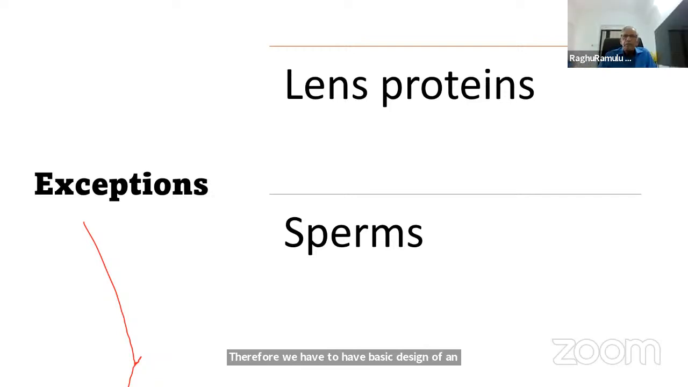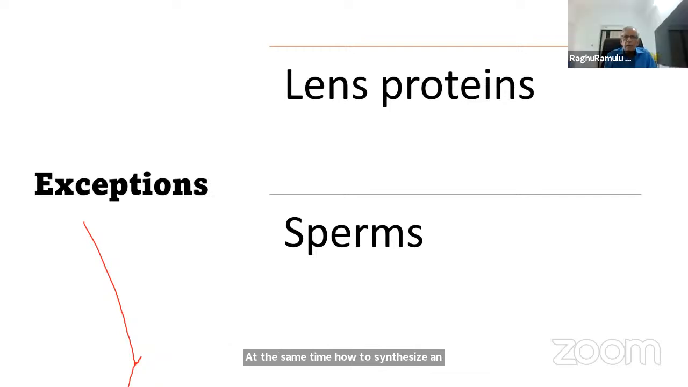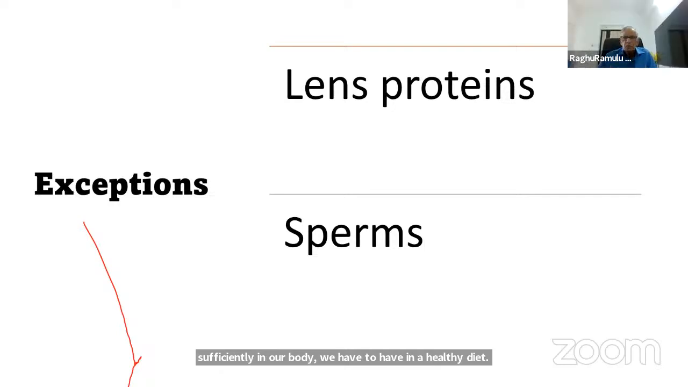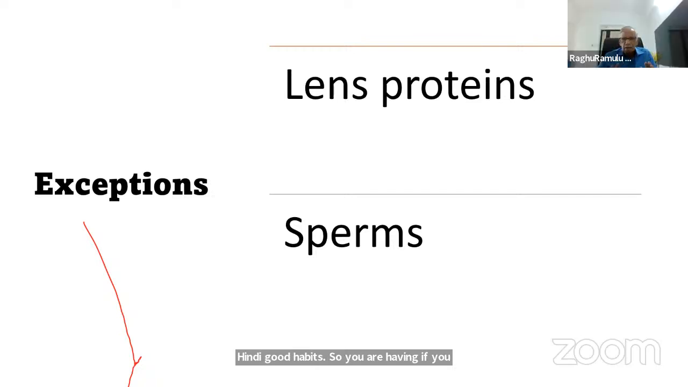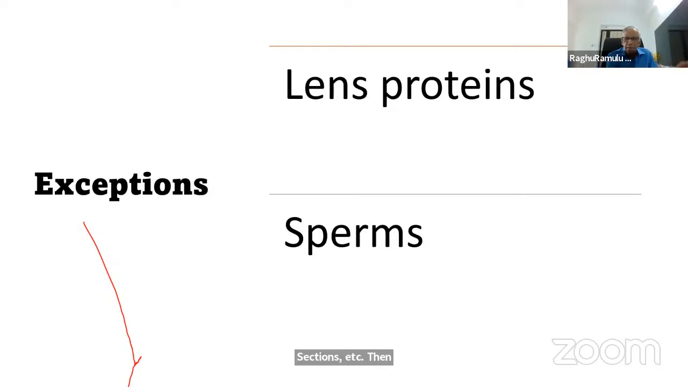At the same time, we need to know how to synthesize an antibody and how to have our immune responses. We must have a balanced amount of IgA titer in secretions. And to have sufficient IgA titer in our body, we have to have a healthy diet and healthy food habits. If you are taking chemical substances that damage the salivary secretions, then automatically the antibody titer gets diminished.